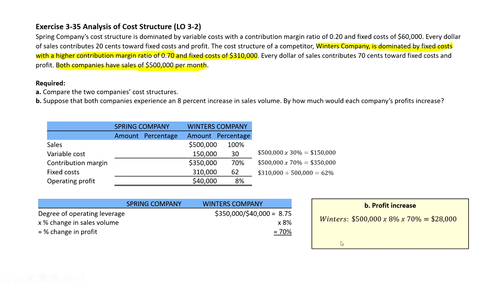If I want to prove out my $28,000 increase, I can take the original profit of $40,000. Keep in mind, it's a coincidence that it also agrees with the sales increase, but the original profit of 40,000 times the 70% increase in profit. And again, I work out the fact that profit is going to increase by $28,000. So hopefully these two shortcuts will help save you some time.